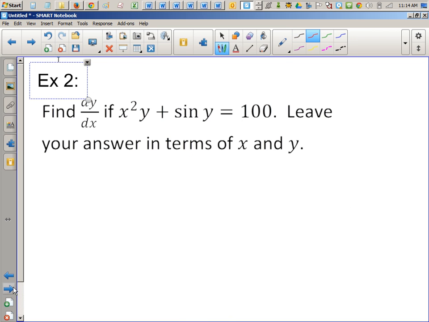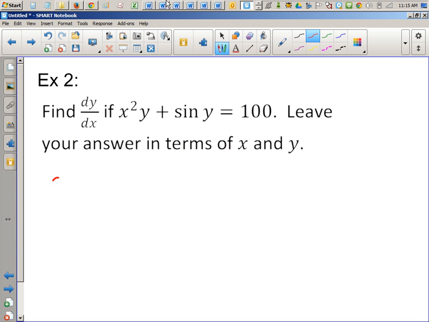A little more complicated. See, this is a problem where you couldn't isolate y if you wanted to. Like, you don't really have that option. On the last problem, if you wanted to isolate y, you could actually do it. And then you could just use regular derivative and you'd be done. But you will get a plus or minus, and it's kind of awkward. So this problem, you cannot isolate y if you wanted to. So what we're going to do is just do implicit. Okay? Implicit means just take the derivative of everything.